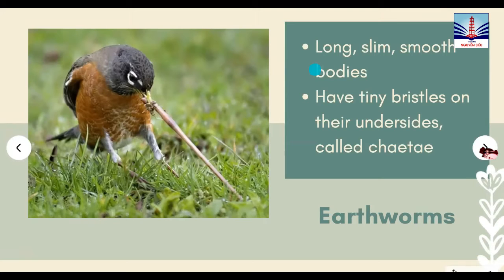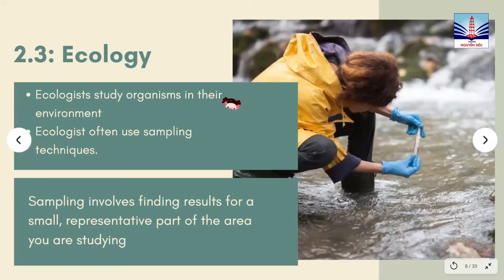The next chapter, we're going to talk about ecology, but mostly we're going to just talk about ecologists. Ecologists study organisms in their environment, and they often use the sampling technique. The sampling technique is a representative part of the area that they are studying.